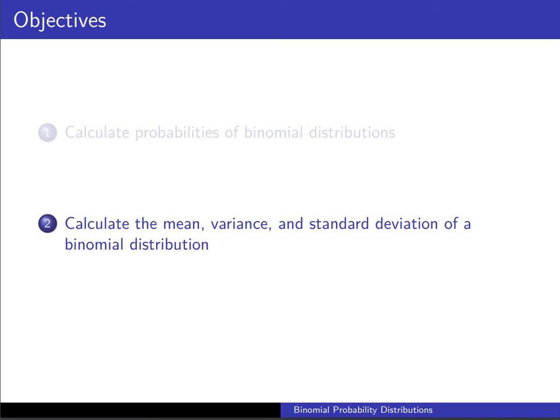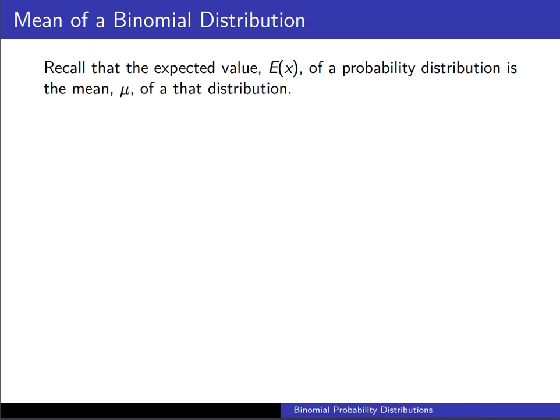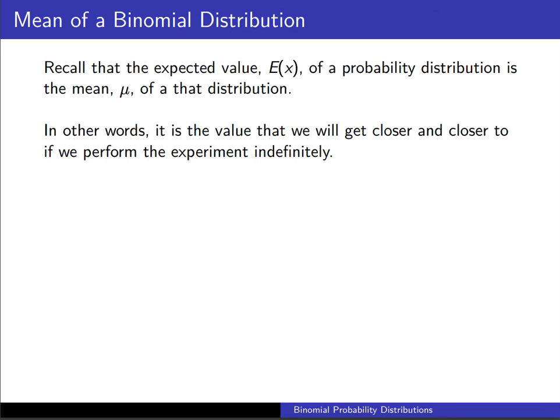All right, in this video we're going to look at the mean or expected value, variance, and standard deviation of a binomial distribution. So recall that expected value, E(X), of a probability distribution is the mean, mu, of that distribution. In other words, it's the value that we're going to get closer and closer to if we perform the experiment indefinitely. As we increase the number of times we perform an experiment into the millions, billions, trillions, it's going to be the value that we get closer and closer to as an average of the overall distribution.